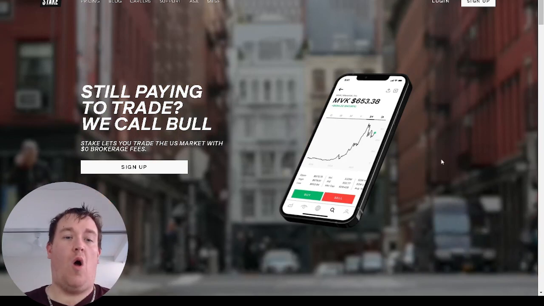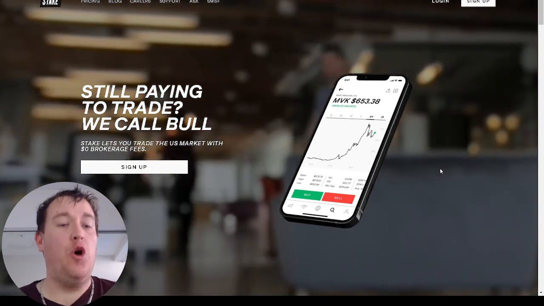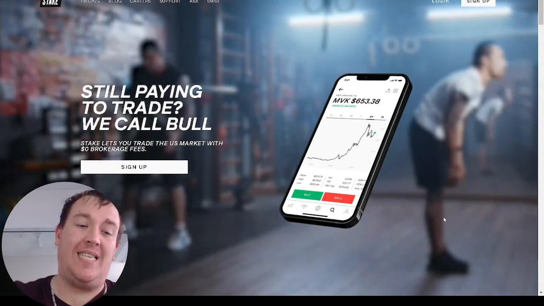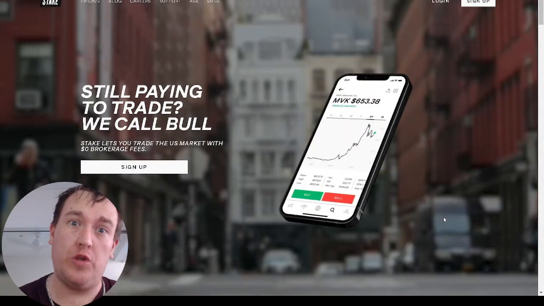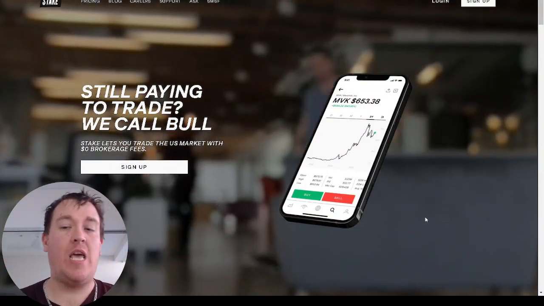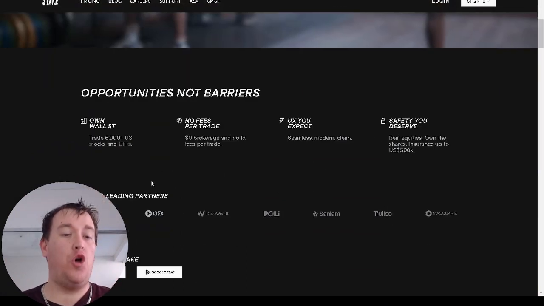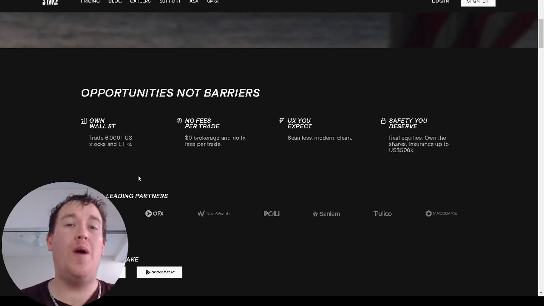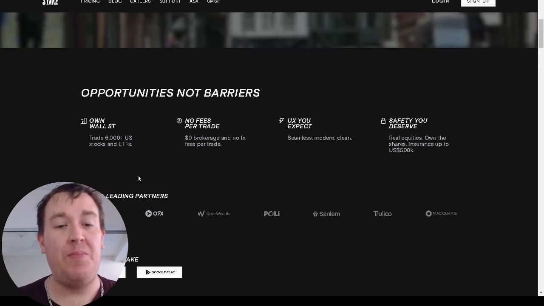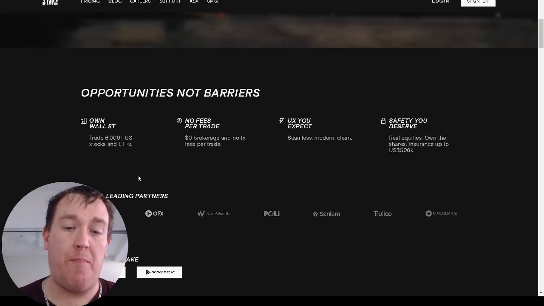Let's break it down. Alrighty, as we can see here, stop paying to trade. This is a zero brokerage fee firm. That's right, zero fees on execution on any of your stocks each and every day. Let's come down and have a look. We have huge opportunities: own Wall Street, trade up to 6,000 plus US stocks and ETFs. No fee per trade, zero brokerage, and no FX fee per trade. Unbelievable.